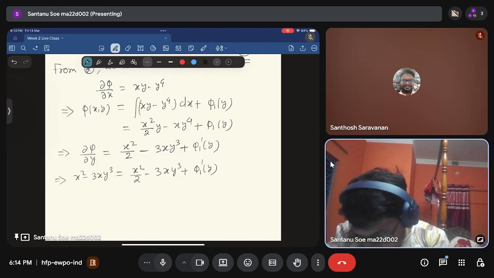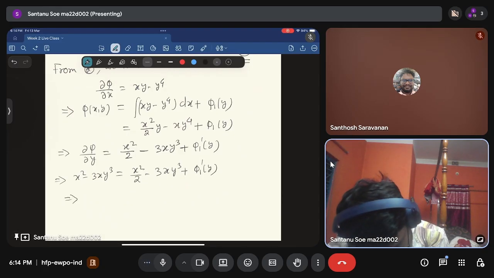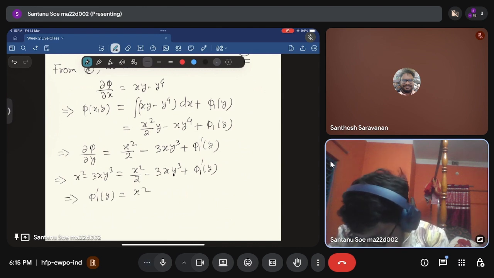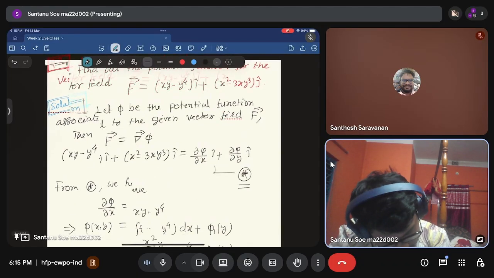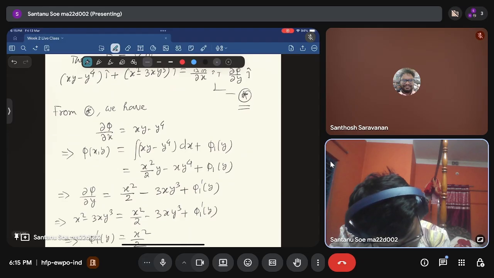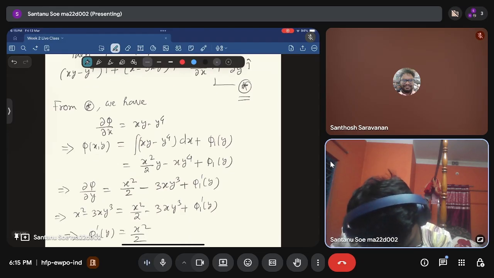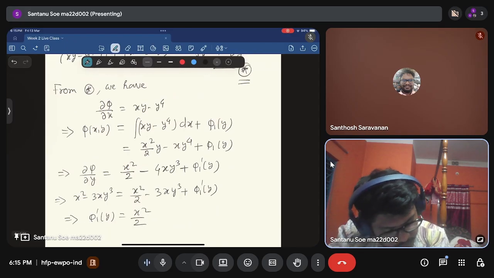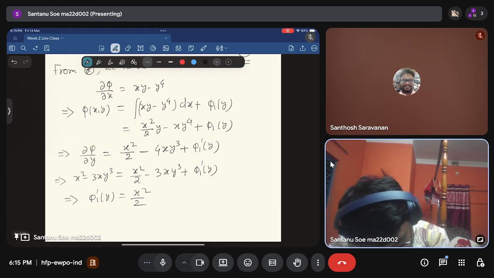Okay, so that means our phi 1 prime of y is x square by 2, sorry, and it was 3xy cube, right? So this will be 4, not 3, because the derivative of y to the power 4 is 4y cube, right? So it will be 4xy cube. So x square by 4, and this will be also 4.